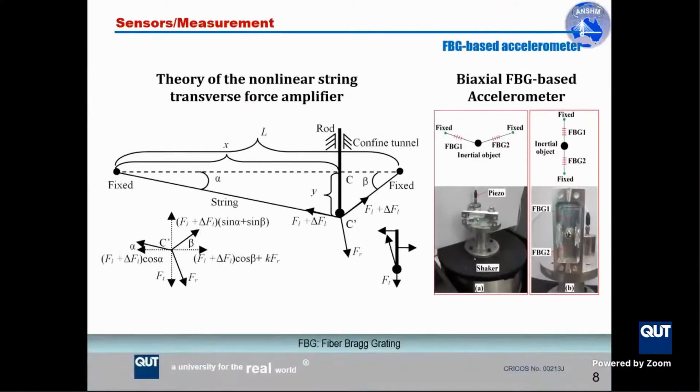In another study of FBG sensors, we developed an actual accelerometer using FBG sensors based on the principle of transverse force of a string. As you can see here, we have a mass at point C. When this mass is moving up and down, it causes a change in the length of the string. If we can measure these changes using FBG sensors, we can estimate the accelerations. By combining this principle of transverse force with the principle of axial force here, we also developed a biaxial accelerometer using dual FBG sensors.